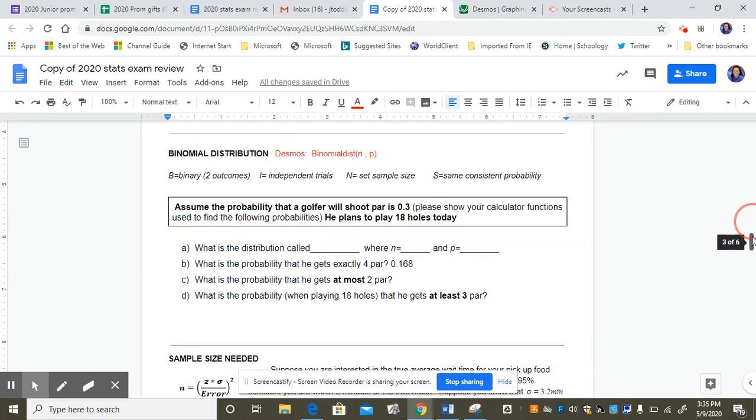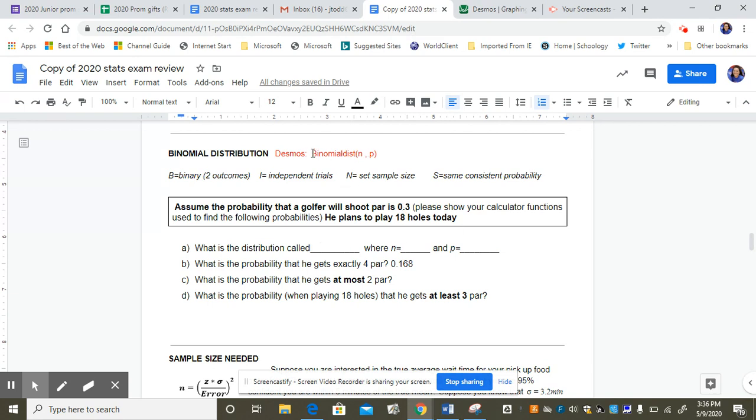Okay, binomial distribution. Just to review, binomial, read these 4 things and study those. But this is an example of a binomial distribution. It does not say it's normally distributed, but we know this golf player is going to play 18 holes and the probability he gets a par is 0.3. So this distribution is called binomial. That's what you would type there. The N is 18 and the P is 0.3.